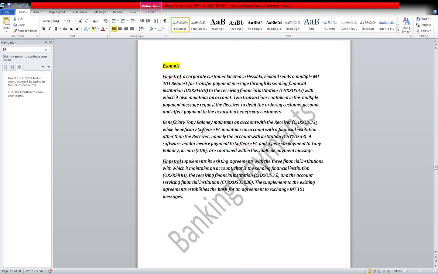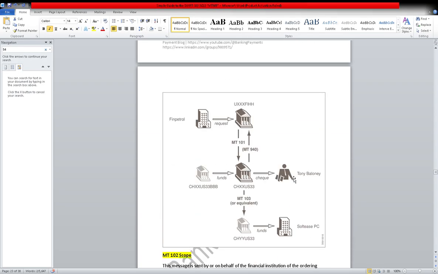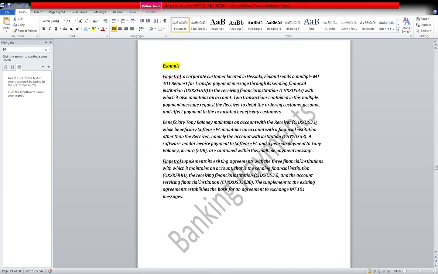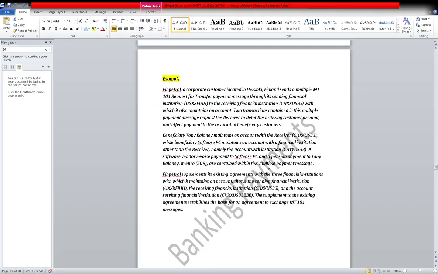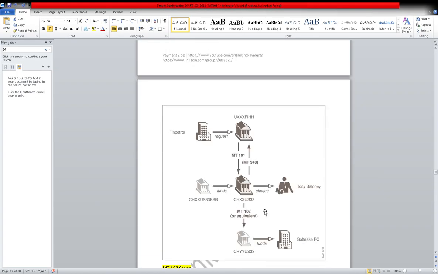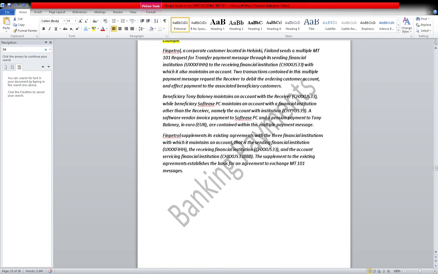Here, the beneficiary is Tony Belloni. Can you see the person here? He is sitting on the right hand side, because you can mention here, okay, Tata Industries or Tata Group, something like Ratan Tata. He maintains an account with the receiver CH Executive. He also maintains his account with the middle bank here.